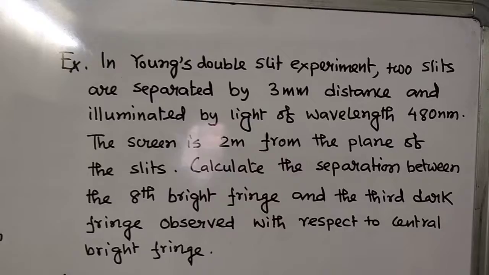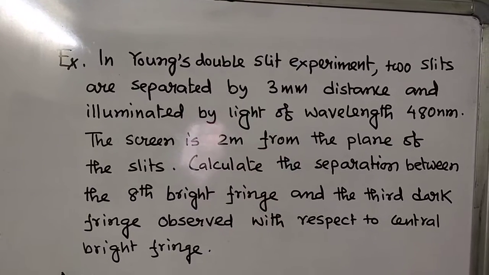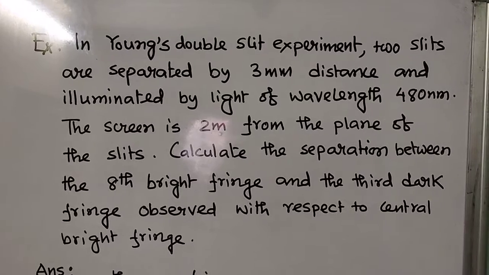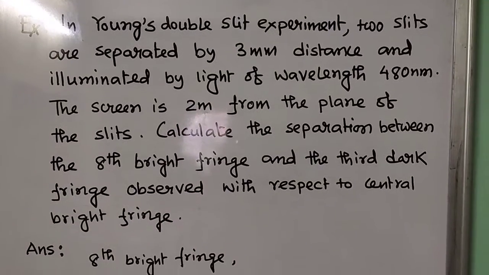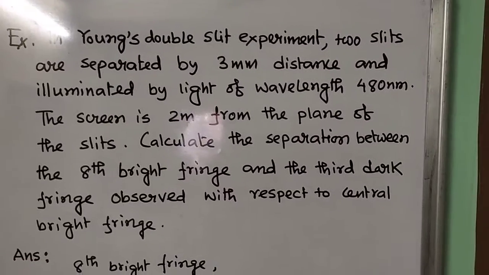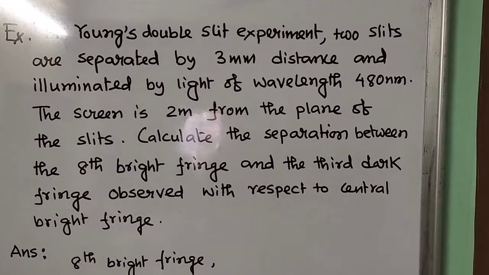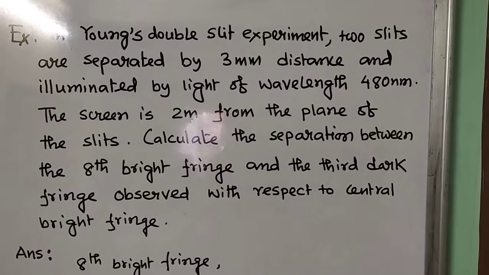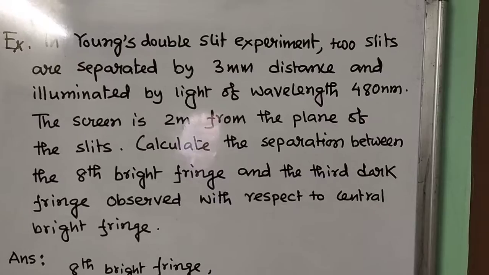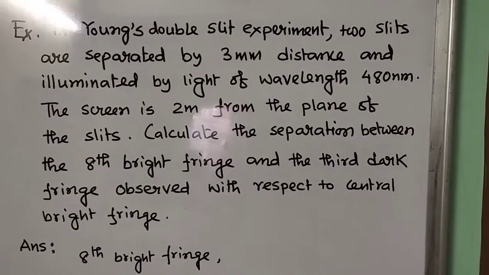In Young's double slit experiment, two slits are separated by 3 mm distance and illuminated by light of wavelength 480 nanometer. The screen is 2 meter from the plane of the slits. Calculate the separation between the 8th bright fringe and the 3rd dark fringe observed with respect to central bright fringe.